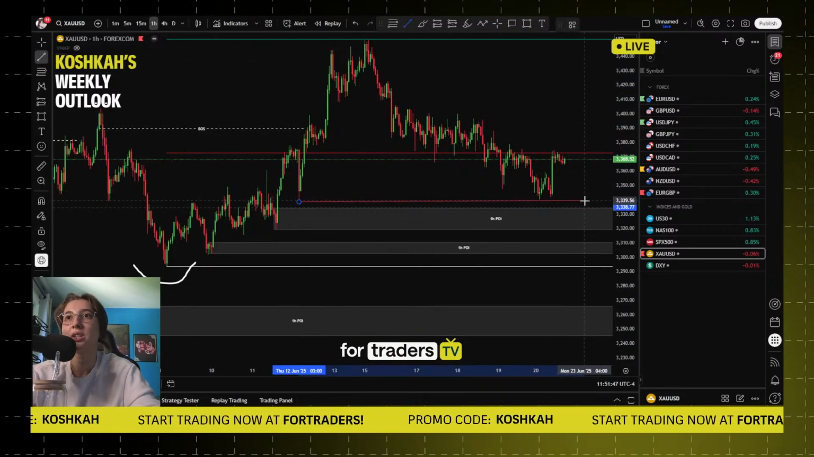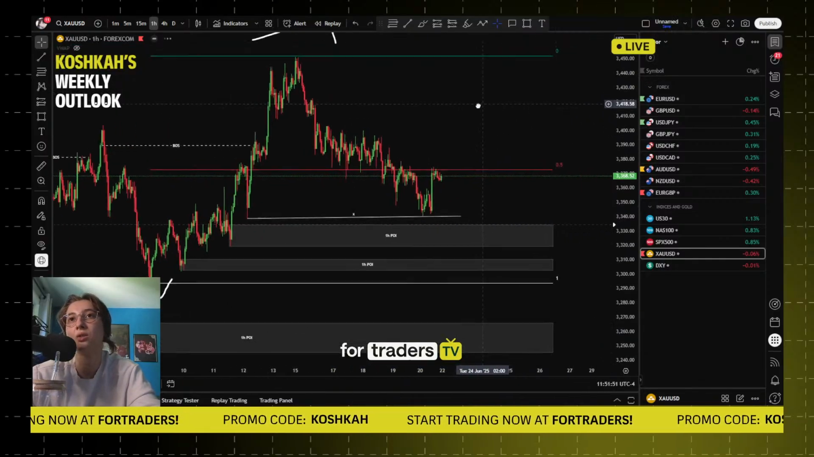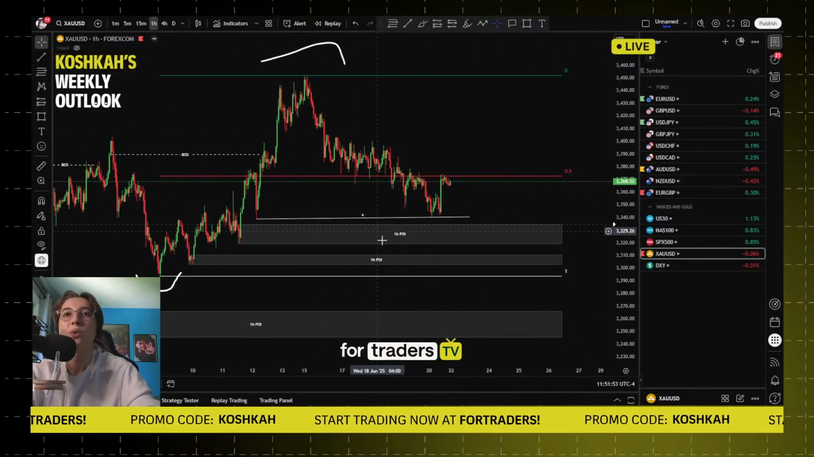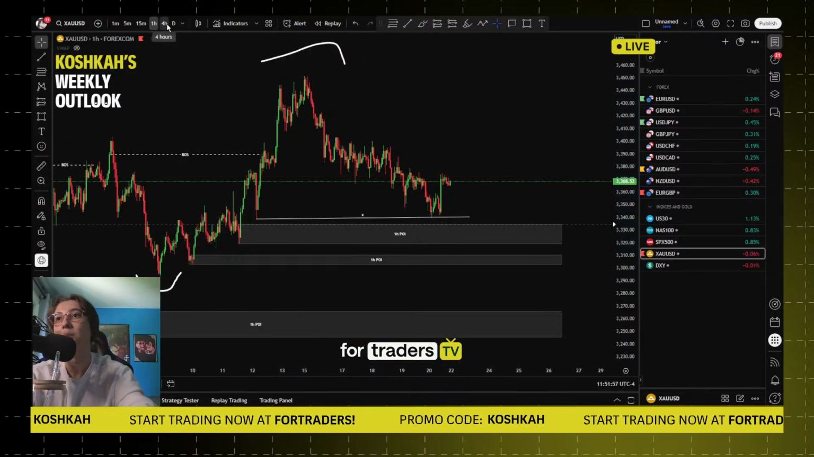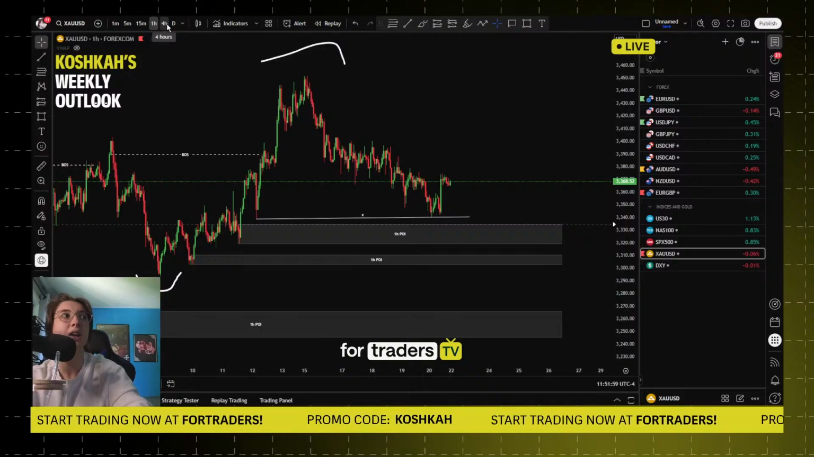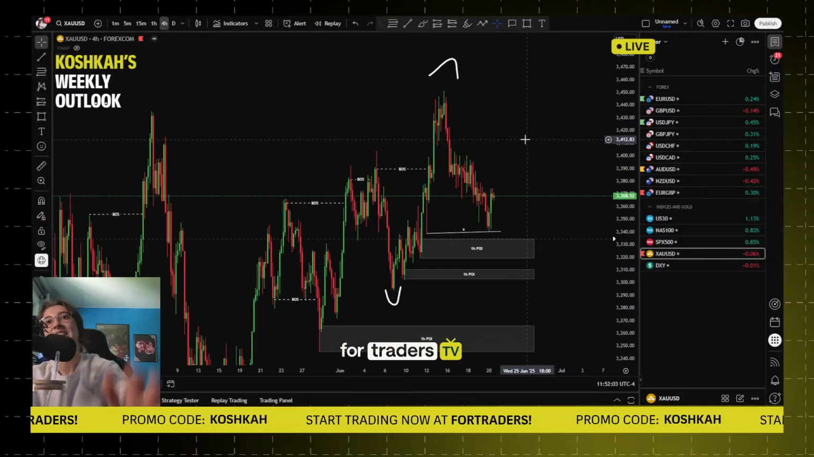Why? This just created some liquidity, like I was explaining previously. We have some liquidity and inducement right here. So we can wait for the POI mitigation, and then of course for a 15-minute break of structure to the upside or market structure shift to the upside, and that's it.